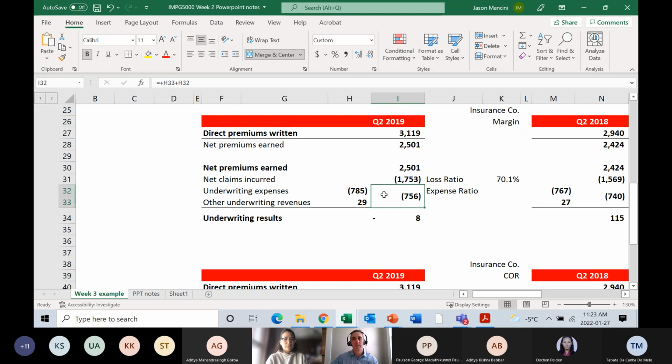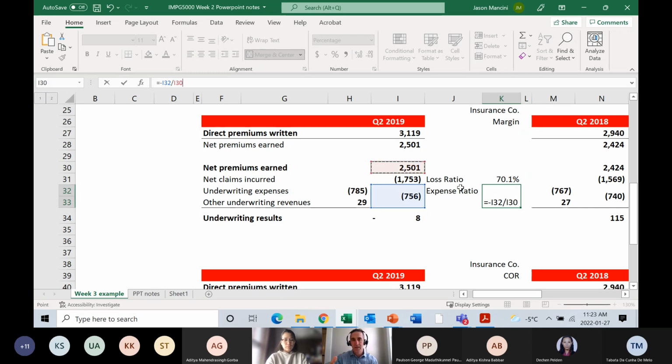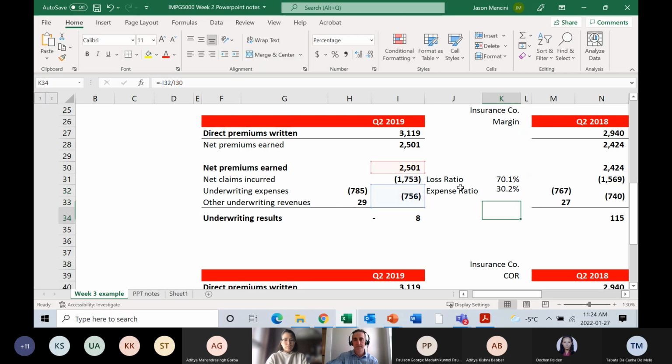Underwriting expenses include commissions, general expenses, and premium tax. Same idea as the loss ratio: the expense ratio is our net underwriting expenses divided by our revenue number, our net premiums earned. For every $100 of premium that comes in, $30.20 would be paid out on expenses.